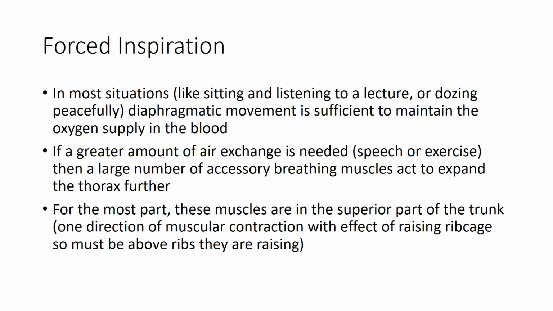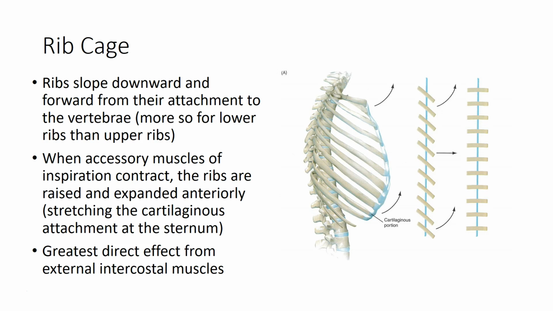As I mentioned in the skeletal structures lecture, the ribs slope downward and forward where they attach from their attachment on the vertebrae to their costal attachments to the sternum in the front. When accessory muscles of inspiration contract, these forced inspiration muscles raise and expand the ribs anteriorly, stretching out those cartilaginous connections to the sternum.